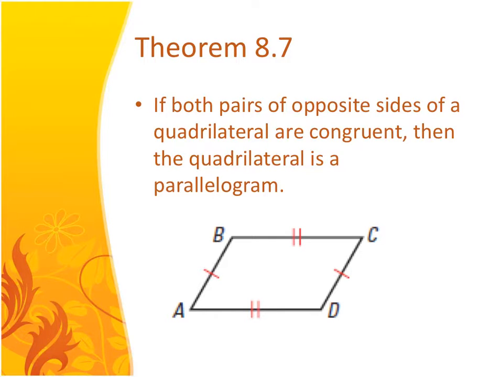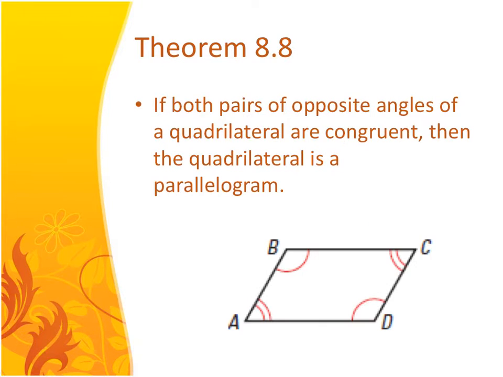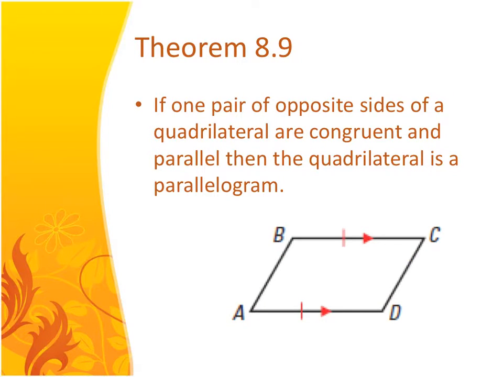So if both pairs of opposite sides are congruent, then the quadrilateral is a parallelogram. All right, second way to prove that a quadrilateral is a parallelogram is if both pairs of opposite angles are congruent. So in this example, if B is congruent to D and A is congruent to C, then this shape ABCD is a parallelogram.